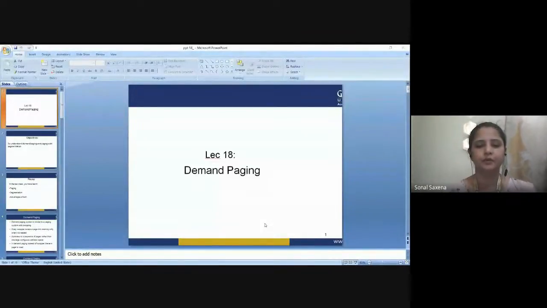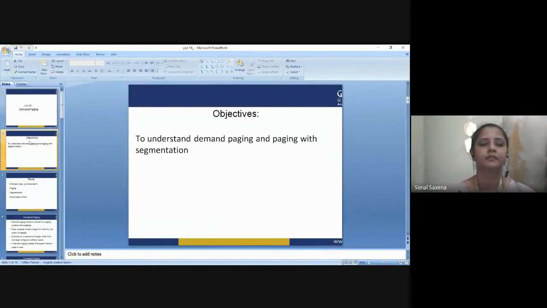So this is our topic for today. This is the objective of today's lecture: to understand what is demand paging and paging with segmentation.